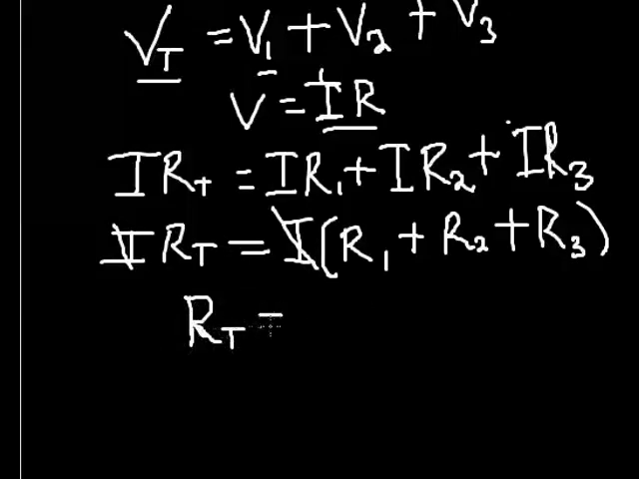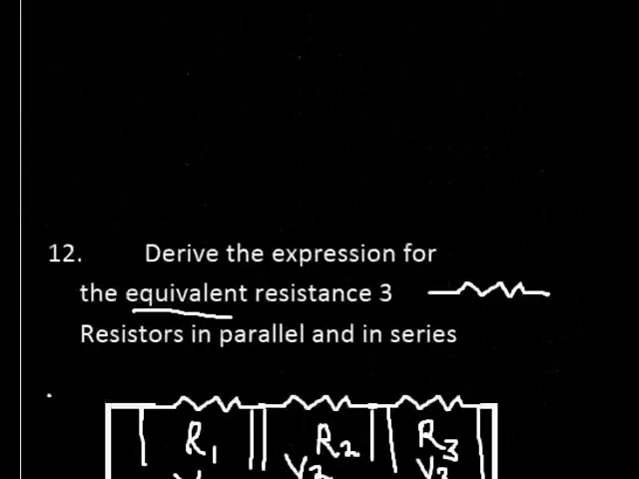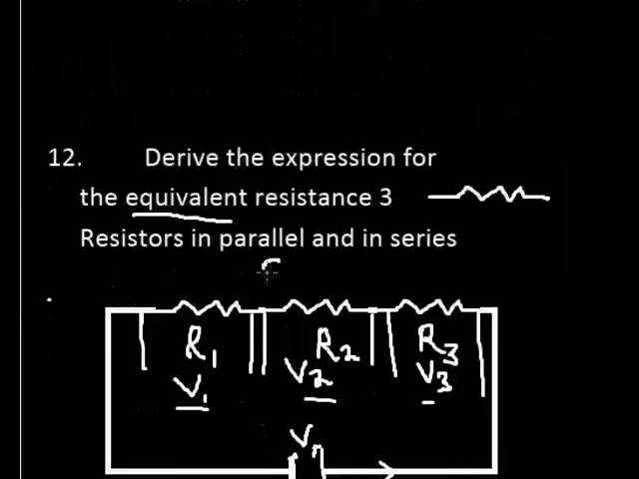the total resistance for series connection is going to be equal to R1 plus R2 plus R3. So please take note, when resistors are connected in series, to get their total resistance you add them: R1 plus R2 plus R3. So this is the derivation for series connection. Remember, we're asked to derive both series and parallel.